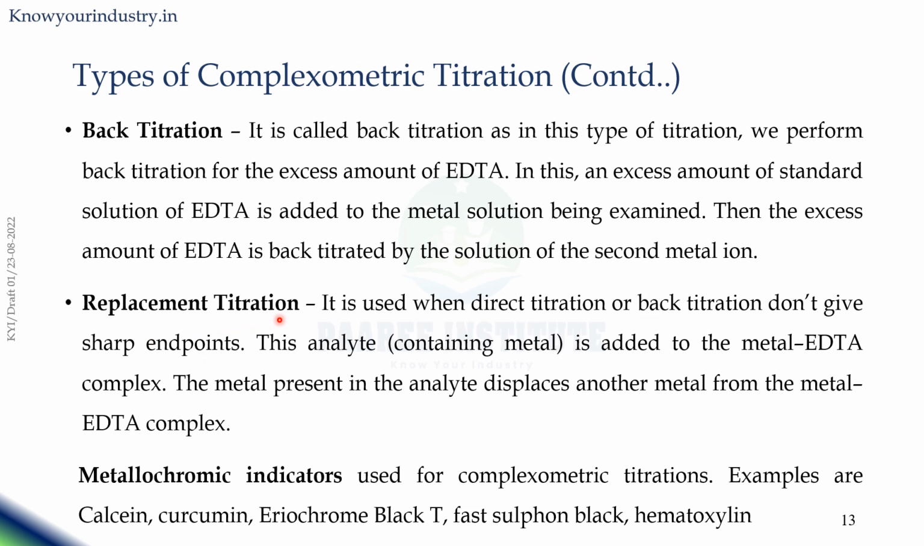Next is the replacement titration. It is used when direct titration or back titration don't give sharp endpoints. In this titration, the analyte containing metal is added to the metal-EDTA complex. The metal present in the analyte displaces another metal from the metal-EDTA complex. The commonly used metallochromic indicators are calcein, curcumin, eriochrome black T, fast sulphon black, etc.